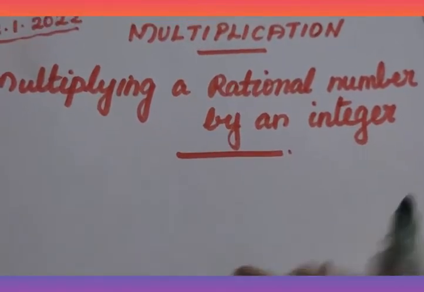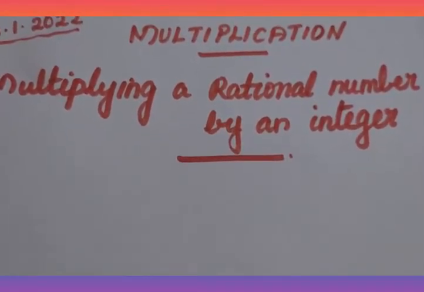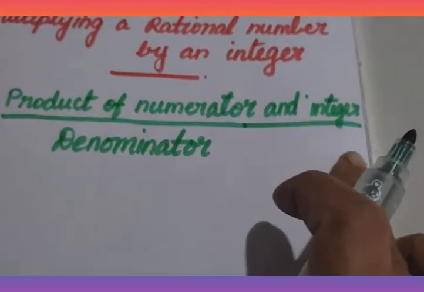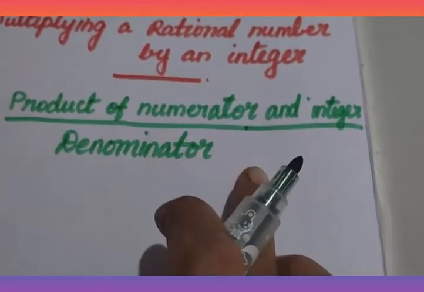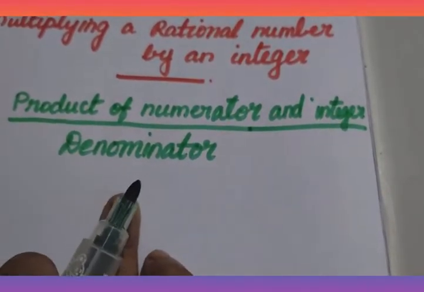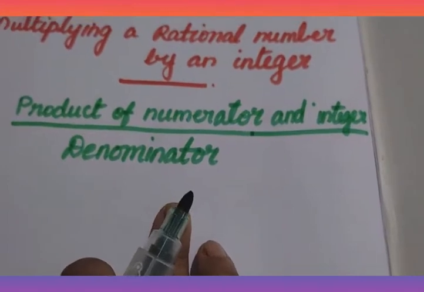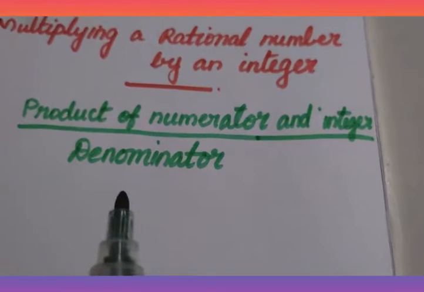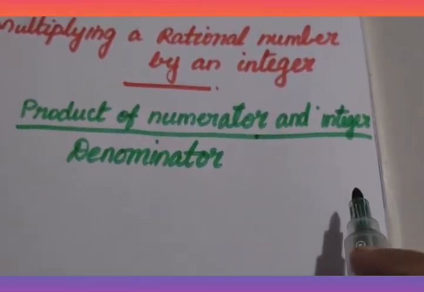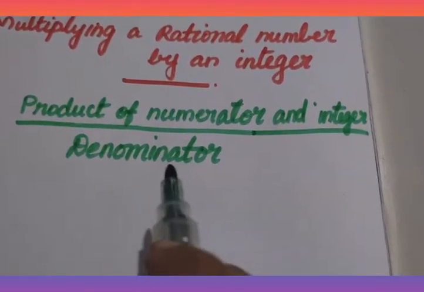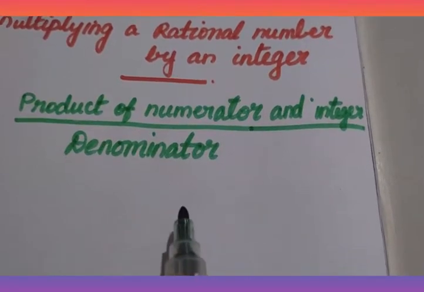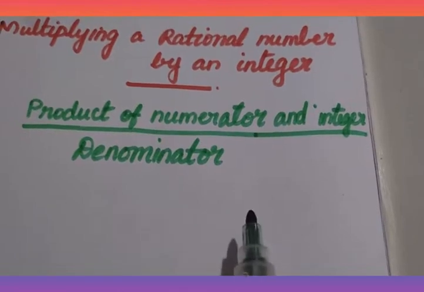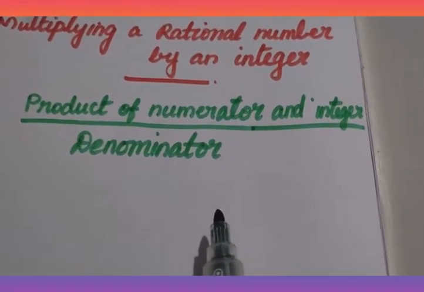Okay, children, to multiply a rational number, multiply the numerator and the given integer and write it in the numerator part. Then the denominator is as it is. So multiplying a rational number by an integer means first you have to multiply the numerator and the given integer and write the product in the numerator part, and whatever denominator is given in the question, write that denominator in the denominator part.